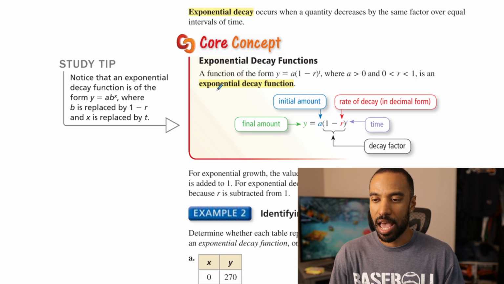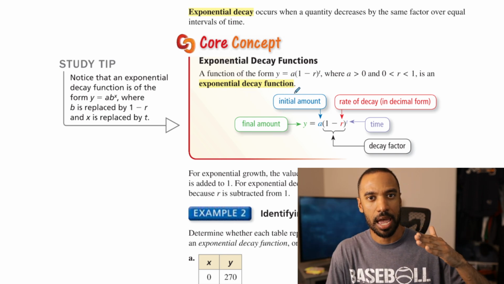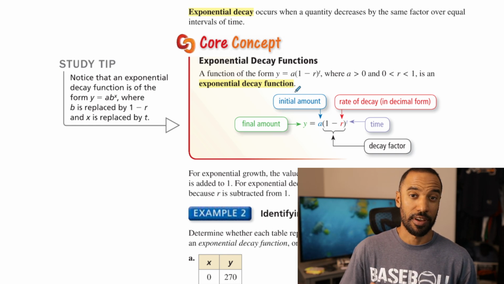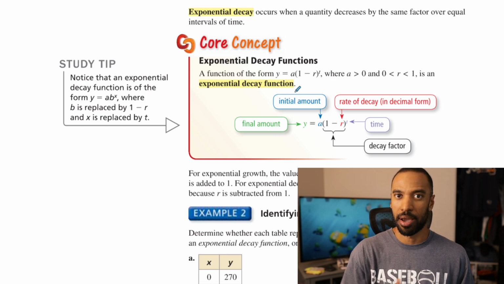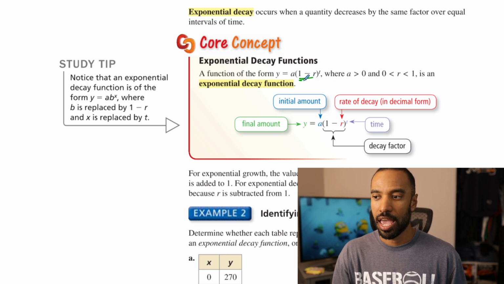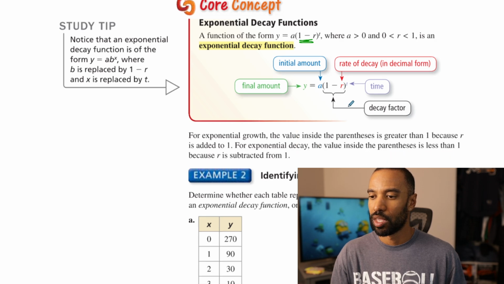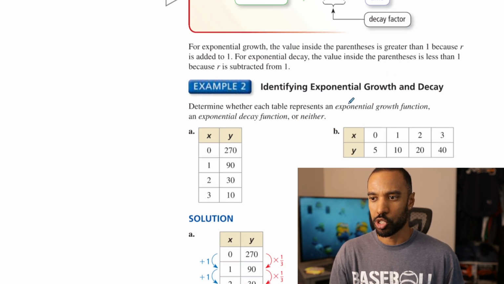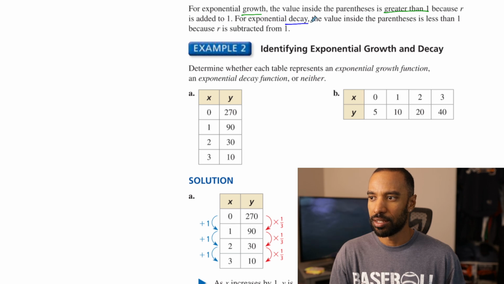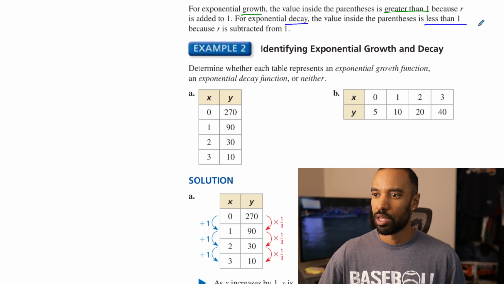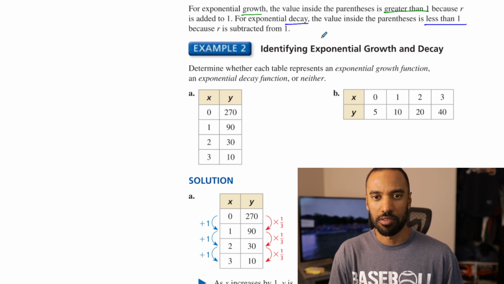But the same situation happens. It does become decay. That way, as time goes on, you are losing certain amounts. If I said 64% decrease, you're losing 64% every time you multiply by that simplified version of this number. And please do simplify the numbers. Okay, it doesn't look like they have an example straight up there, so we will obviously hit our own. But for exponential growth, the value inside the parentheses is greater than 1, because r is added to 1, whereas for decay, it's less than 1, because r is subtracted from 1. So there's one versus the other.